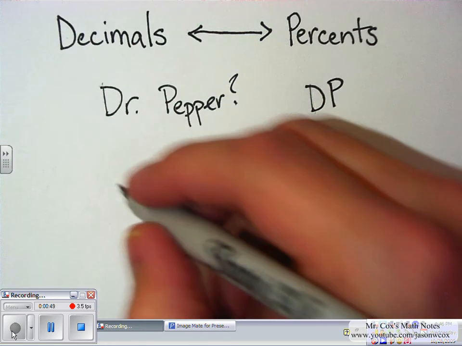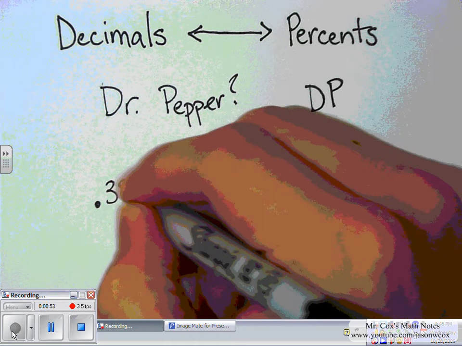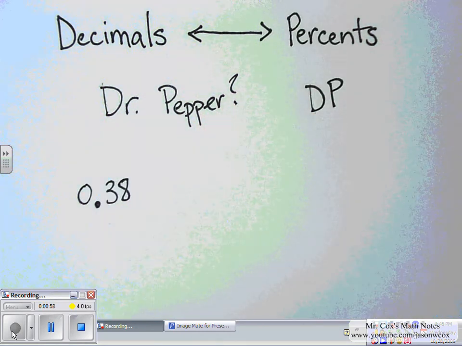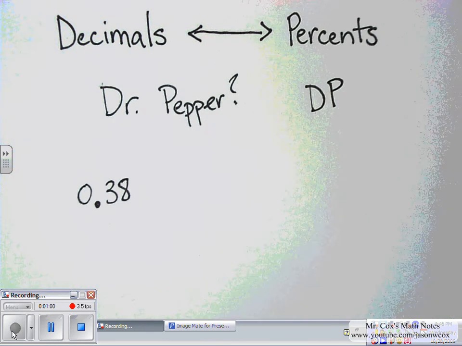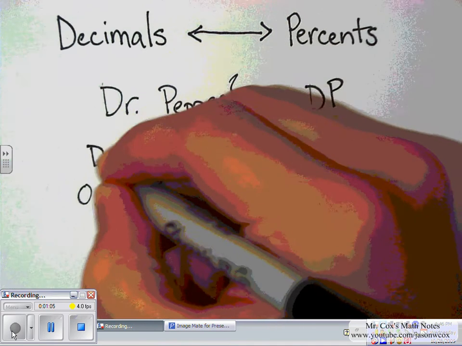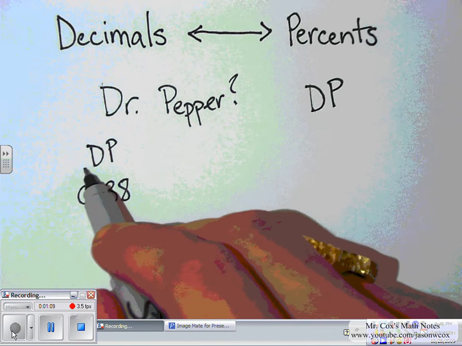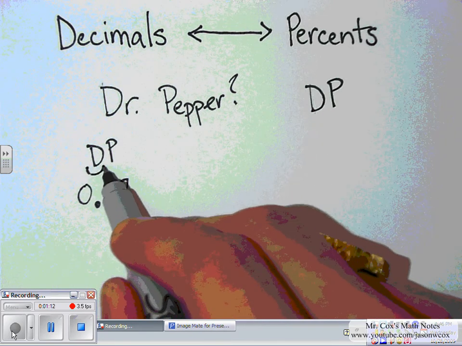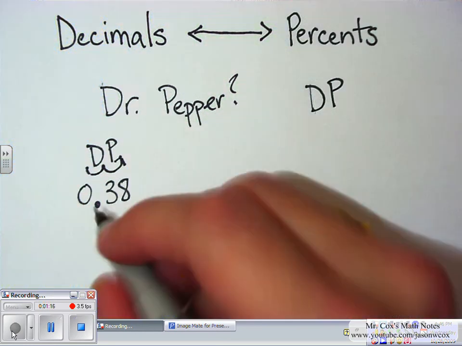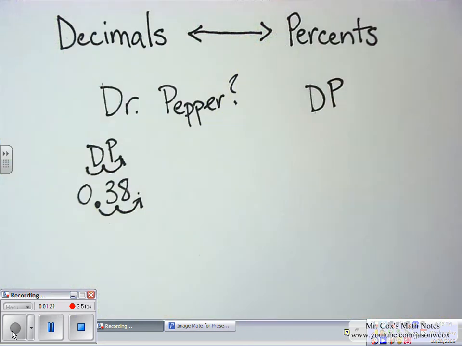Let's use an example. Okay, let's say I've got decimal 0.38 or 38 hundredths. Okay, if I want to convert that to a percent, I'm going to use my Dr. Pepper from earlier. Okay, so I can write Dr. Pepper right in front of it. Now, that number is already a decimal. Okay, so I'm going to start out on the decimal side, and I'm going to move the decimal twice to make it a percent. Let's try it on the 38. 1, 2, and it would go at the end.